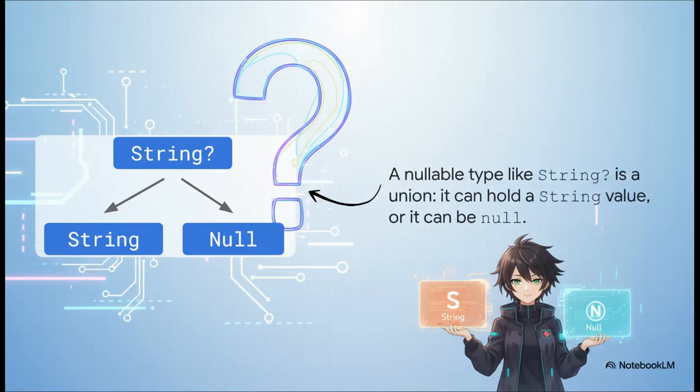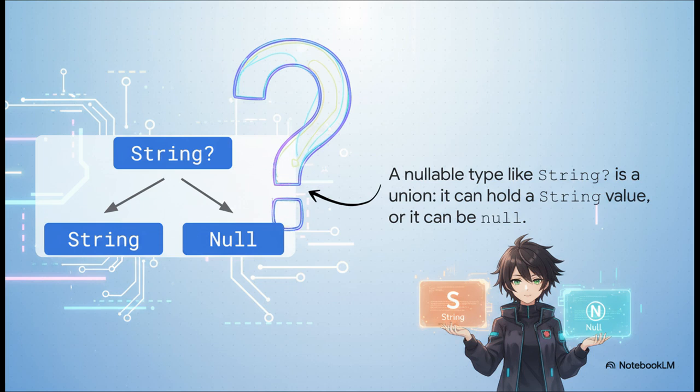So you might be wondering, well, what if I need something to be null sometimes? Easy. You just add a question mark to the type. Look at this diagram. A String? isn't just a string. It's a box that can hold one of two things, either a real string or null. And the compiler then forces you to check what's inside before you use it.